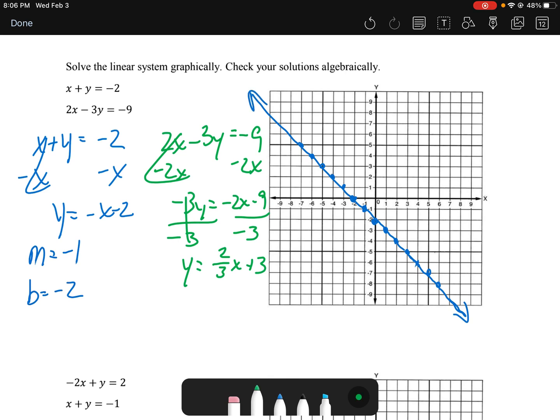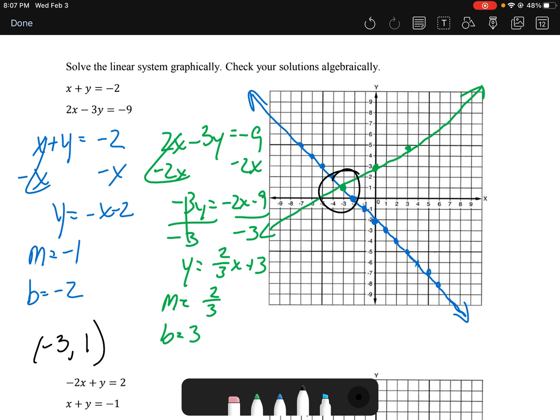And then for the second one, I know that my slope is 2/3, and my y-intercept is 3. I have to go up 2 over 3, or down 2 over 3. There she is. Oh no, but where do they cross or intersect one another? Right there, at negative 3, 1.